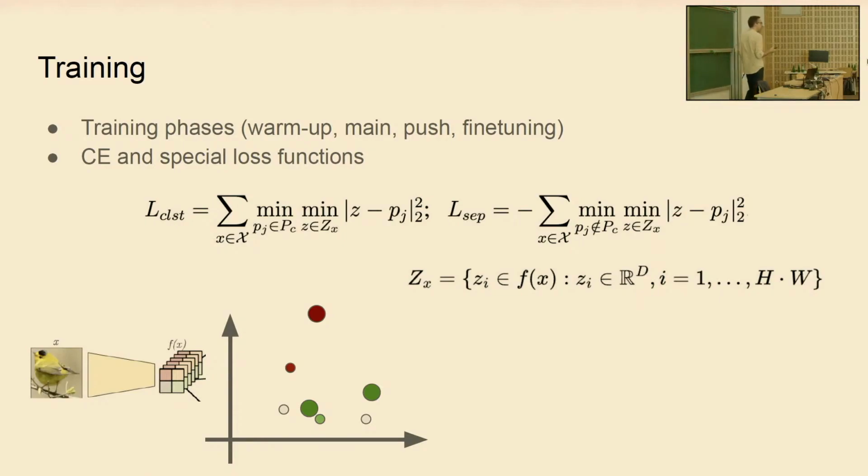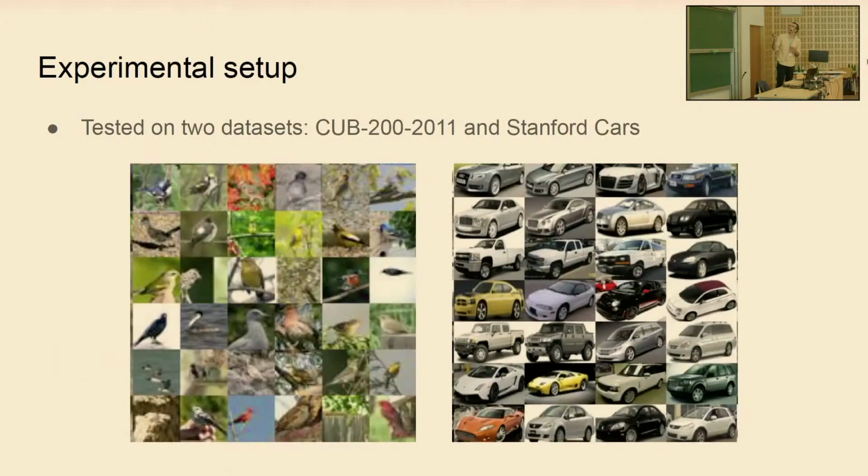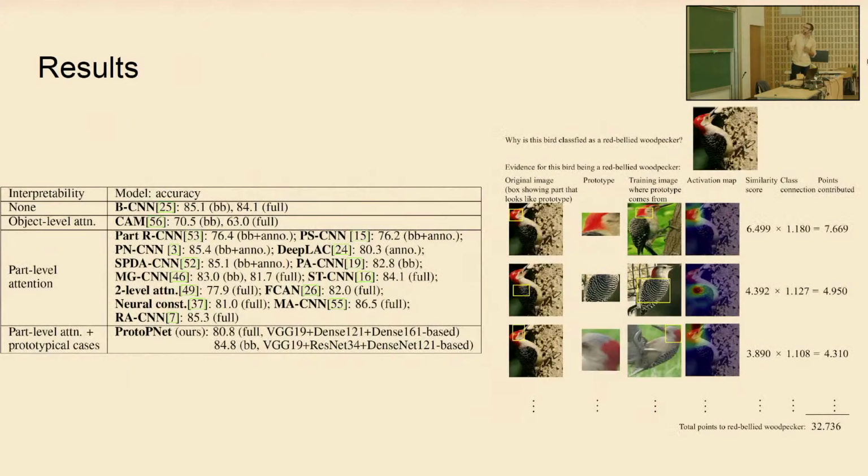And that kind of training resulted in very good results. You can see them here. This is the main table from this paper, Prototypical Part Network.